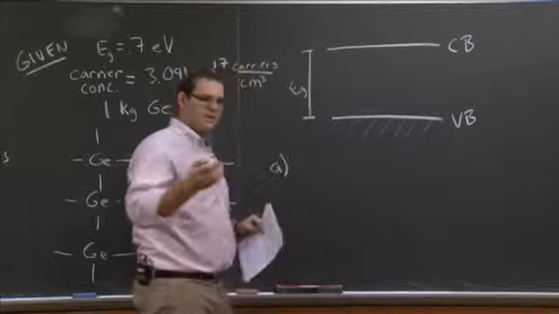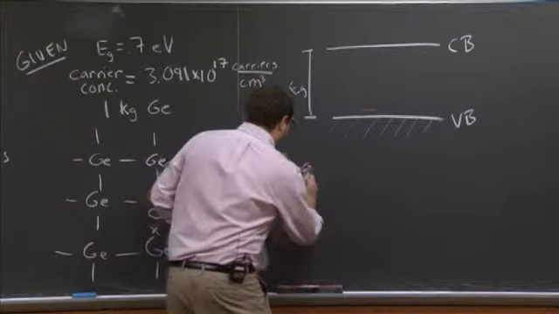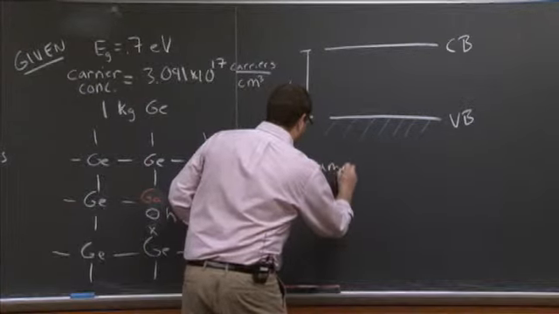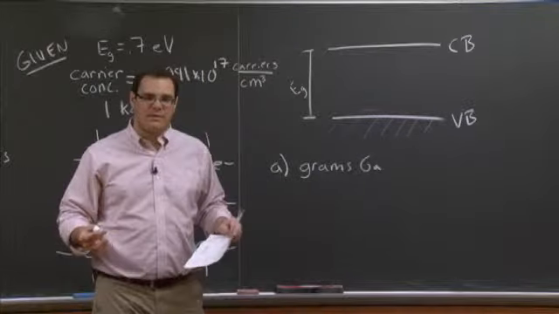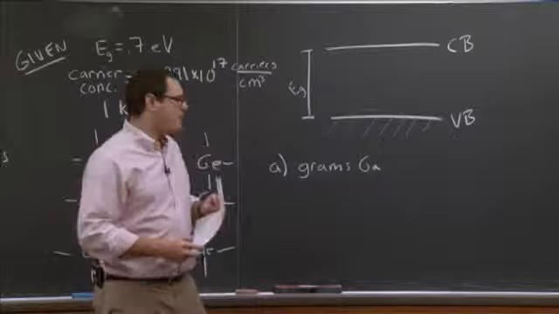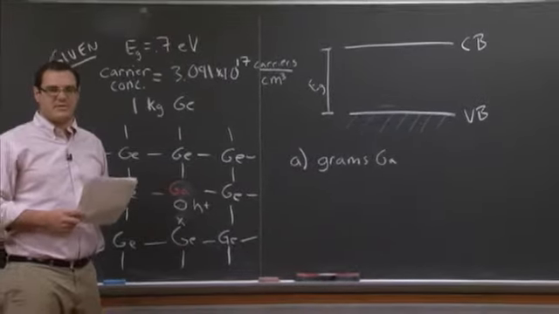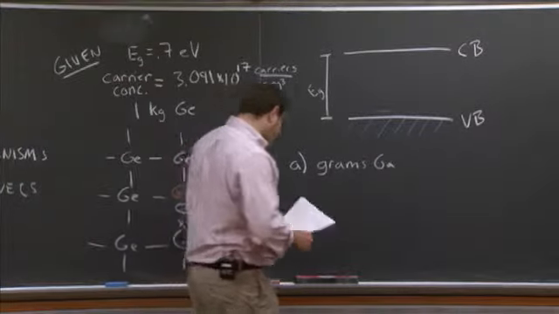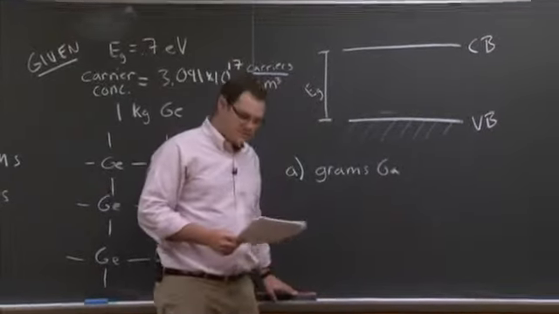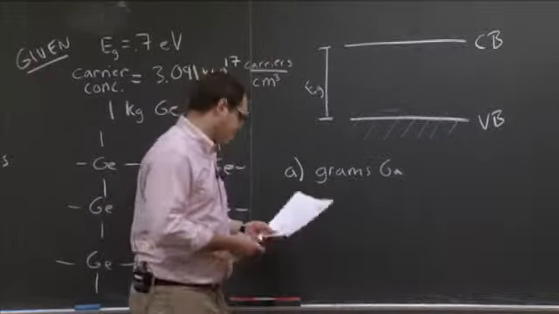So A, as I said before, is asking us to figure out the actual amount. We're looking for grams of gallium that we need to put into a kilogram of germanium to create the carrier concentration of 3.091 times 10 to the 17 carriers per centimeter cubed. Not too bad of a problem. This is basically just stoichiometry, dimensional analysis. Here's how I did it, and many people did it this way.